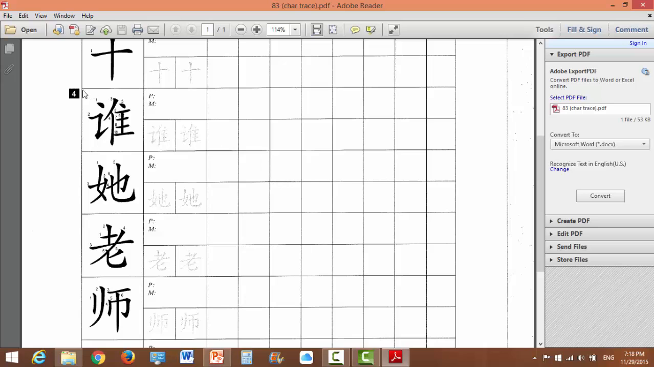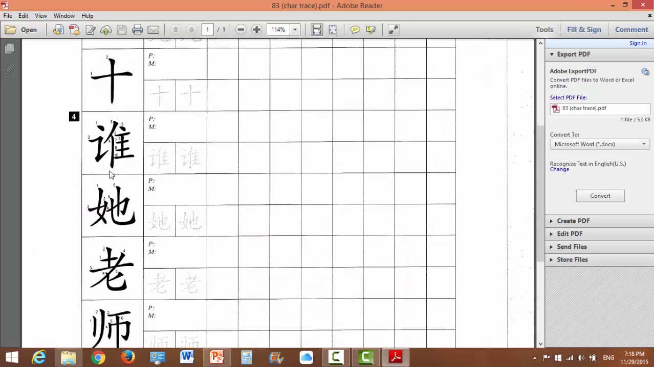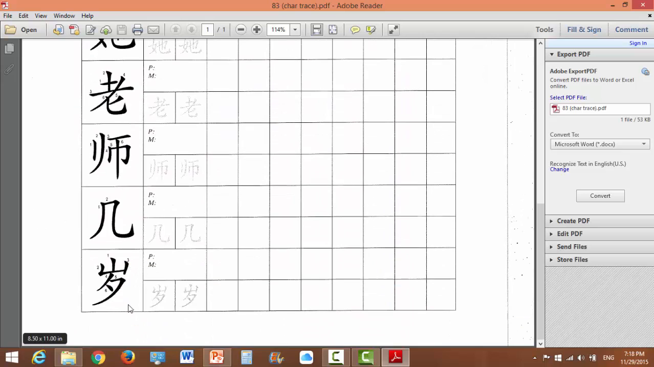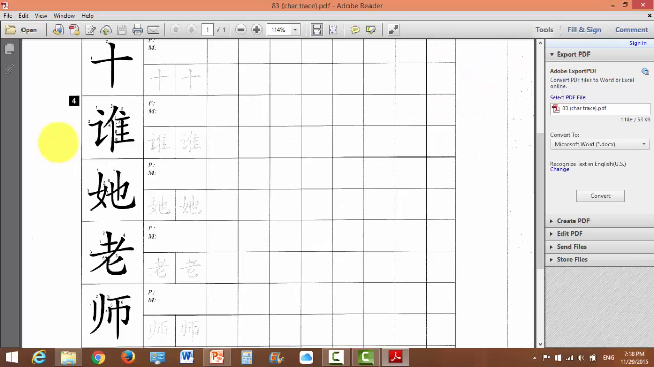You need to start where the small 4 is, so don't trace any of the numbers. Trace these characters. Where the P is, you'll put the pinyin. Where the M is, you'll put the English meaning. And then please trace 10 copies of each character. When I introduce new radicals, please make a note of them on the side here.